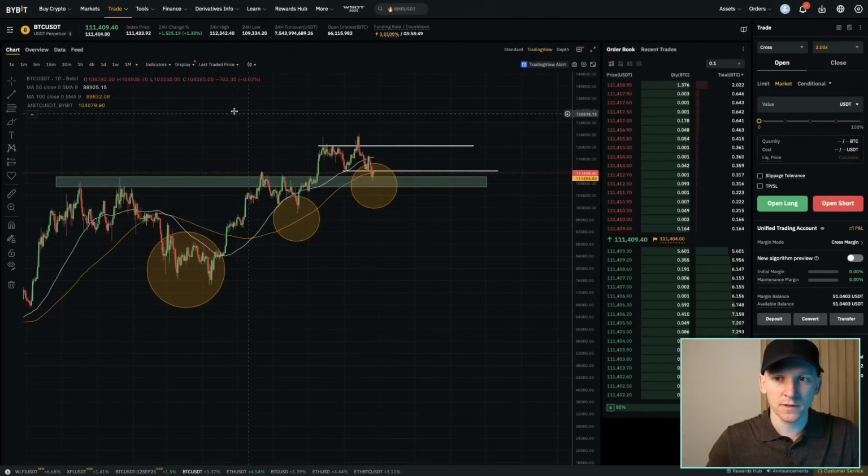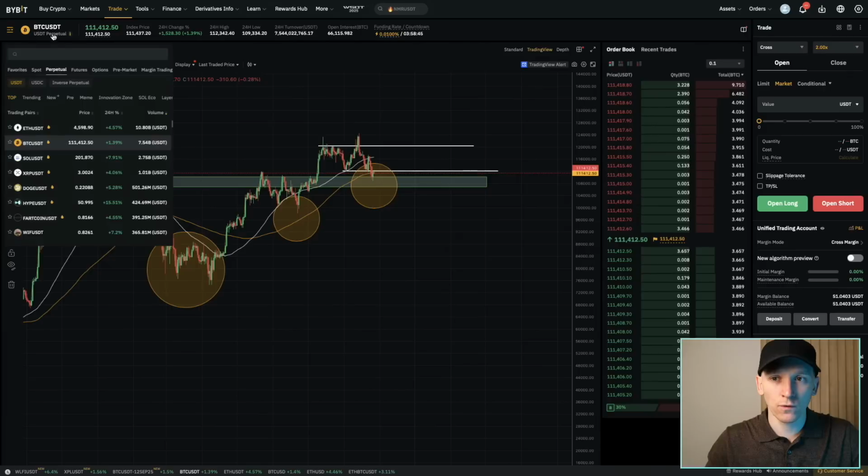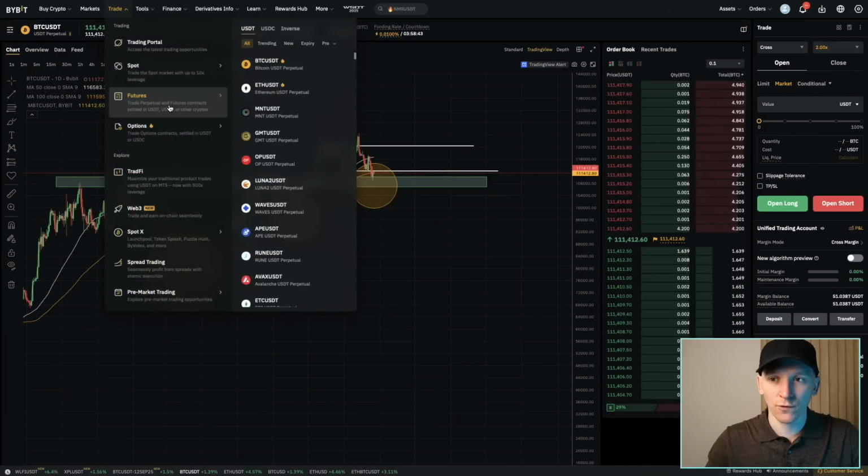When trading futures contracts as well, especially on the larger exchanges, you'll have a choice of two different types of contract. Come up to your trading system. So on Bybit, it's futures here.